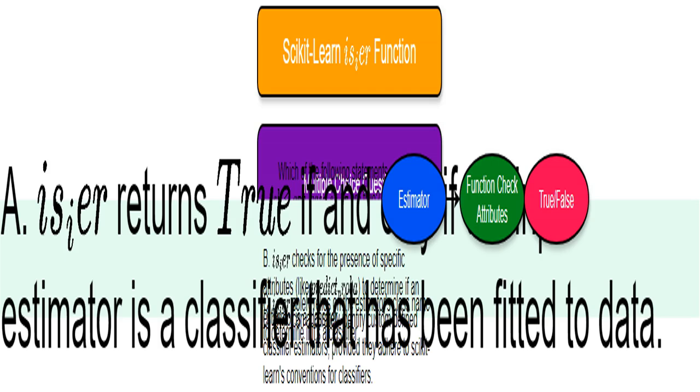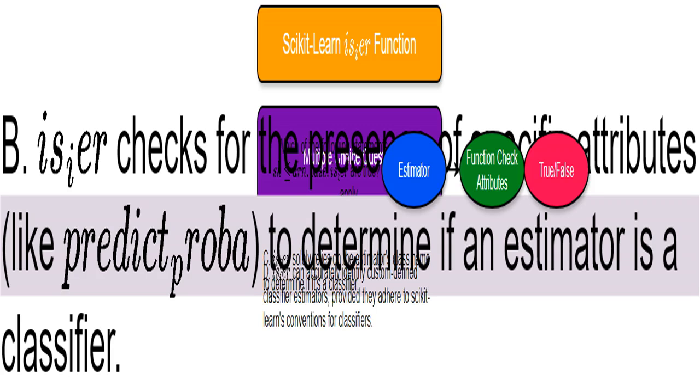This statement is incorrect. I found that is_classifier doesn't require the classifier to have been trained on data. It checks for attributes that indicate classifier functionality regardless of training status. This statement is correct. I discovered that is_classifier examines attributes common to classifiers to make its determination.